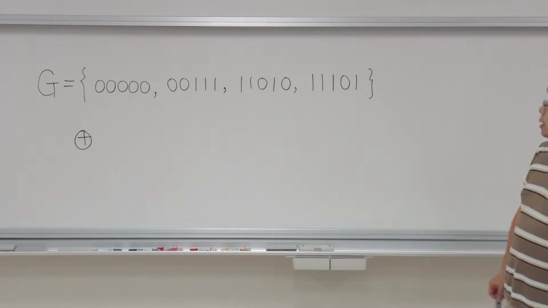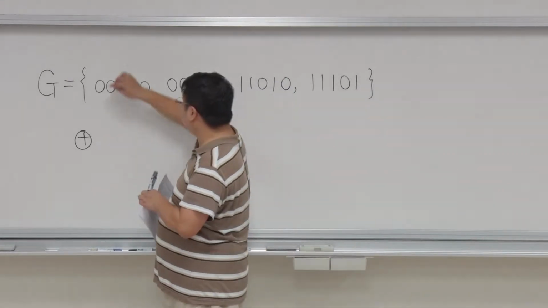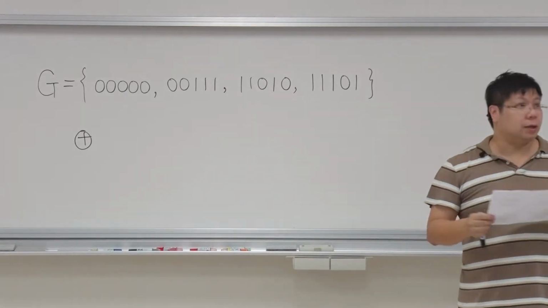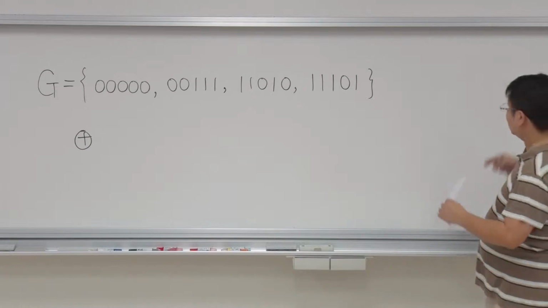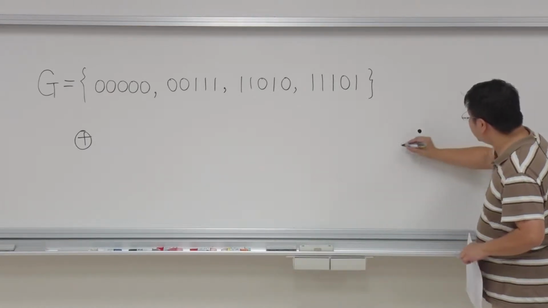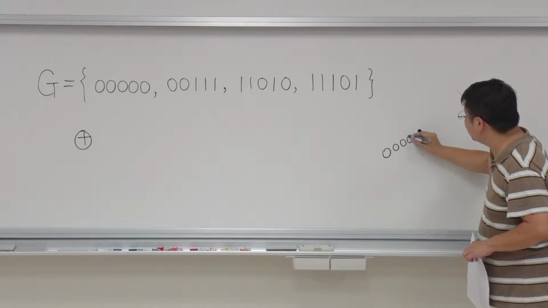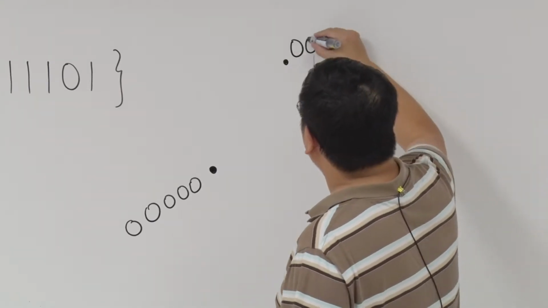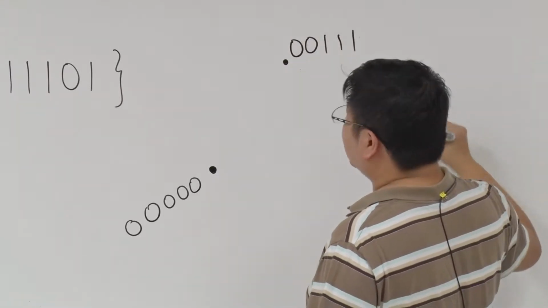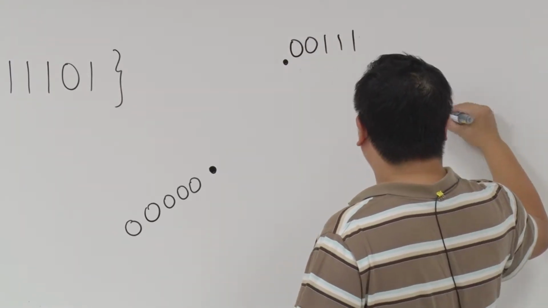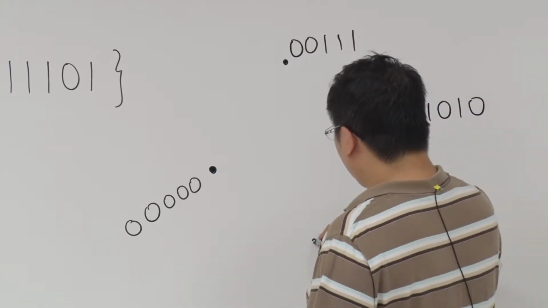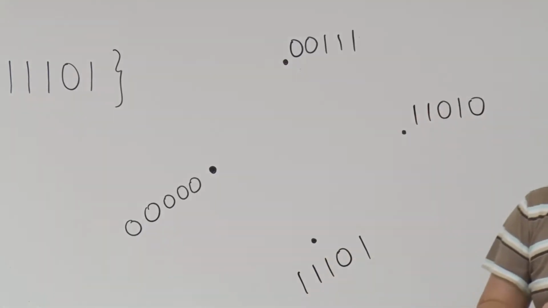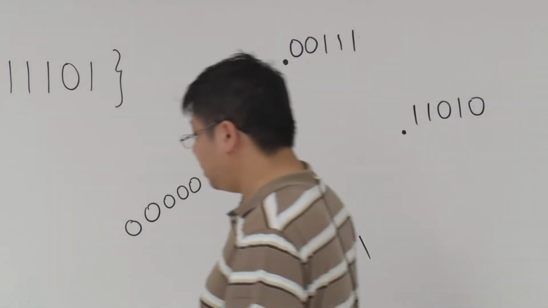Okay, so a group code will use this one, this one, this one, this one as the only code words for the transmission. So if I want to transmit, I may be transmitting 0, 0, 0, 0, 0, or I may be transmitting 0, 0, 1, 1, 1, or I may be transmitting 1, 1, 0, 1, 0, or I may be transmitting 1, 1, 1, 0, 1. Is that okay? Let's take a look at the distance between them.